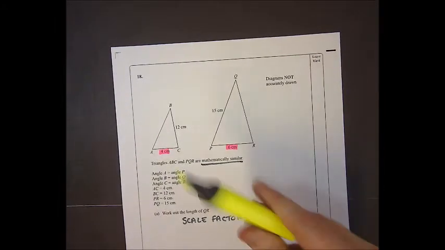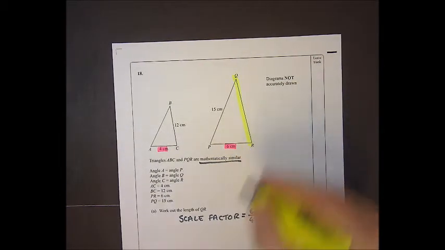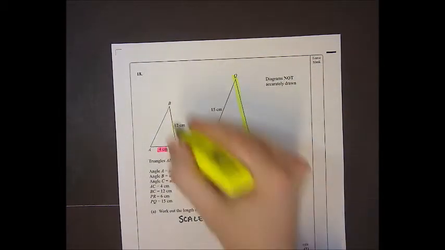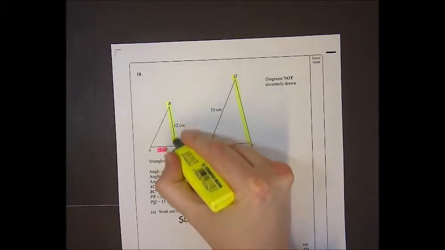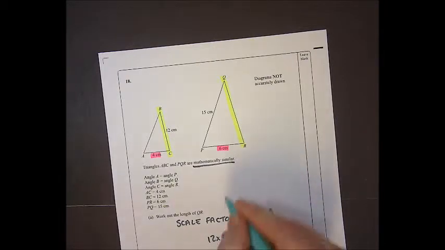Now I need to work out QR. So QR here, and if I look at the corresponding side on this one, that's BC. BC is 12 centimeters. If I do 12 times 1.5, that is 18 centimeters.